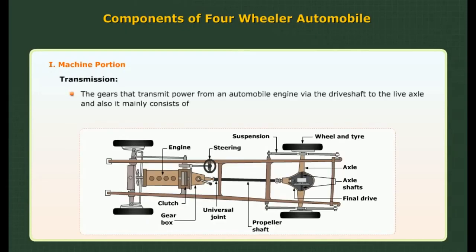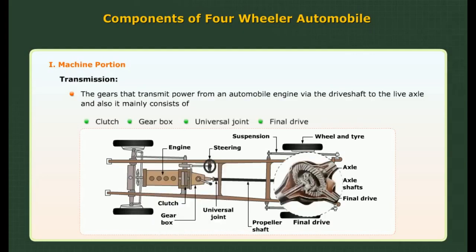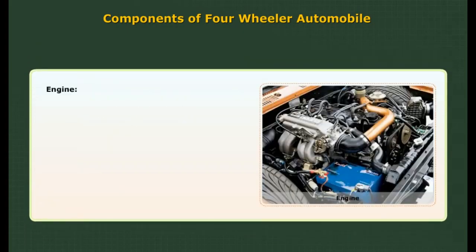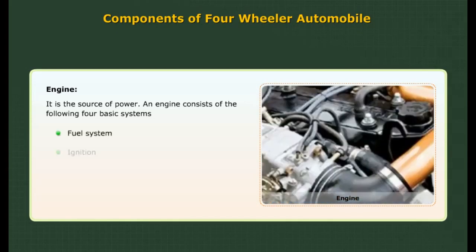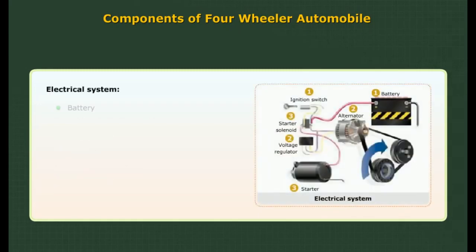Transmission. The gears that transmit power from an automobile engine via the drive shaft to the live axle. It mainly consists of clutch, gearbox, universal joint, final drive, axles. Engine. It is the source of power. An engine consists of the following four basic systems: fuel system, ignition, lubrication system, cooling system. Electrical system. The battery, dynamo, alternators, ignition, starting and lighting system.